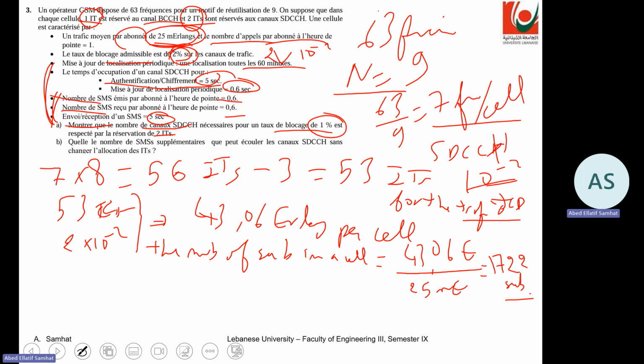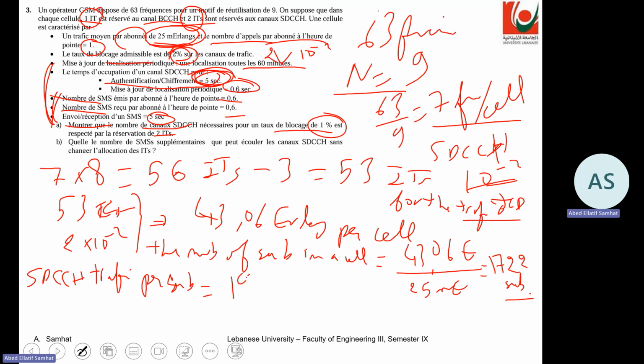So let's calculate the traffic per user. S is the SDCCH signaling traffic per subscriber. We have one call per hour. And for each call, how much time? For each call, we should make authentication, which is 5 seconds.